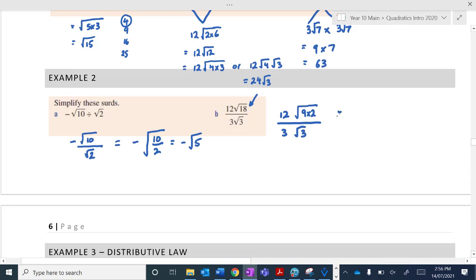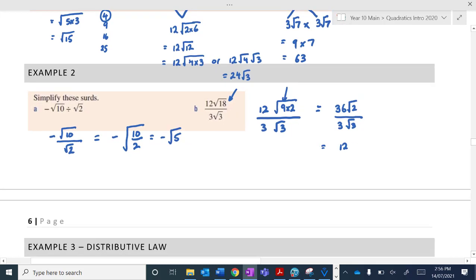Now over here we've got the square root of 9 is 3. 3 comes out the front, so that's going to be 12 times 3, which is 36, root 2. And then we've got 3 like so. And 3 goes into 36 12 times. There's actually going to be two answers to this, but for the time being, that's going to be 12, because 3 goes into 36 12 times, and there's a root 2 and root 3.